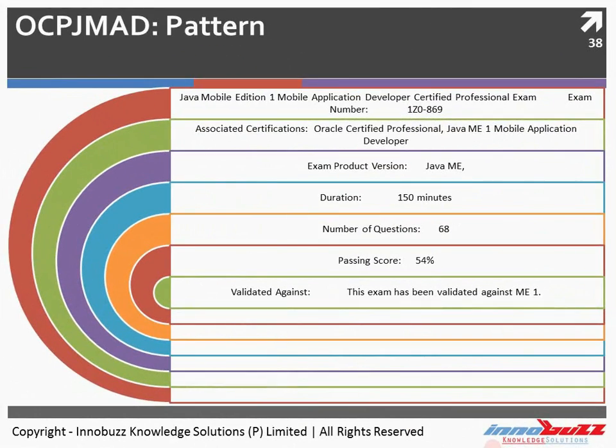This is the pattern for the mobile application developer certification exam with the exam number code 869. The associated certification is for mobile application developer and the product version here is Java Mobile Edition. Duration 150 minutes, number of questions 68, and passing score is 54%, validated against mobile enterprise.